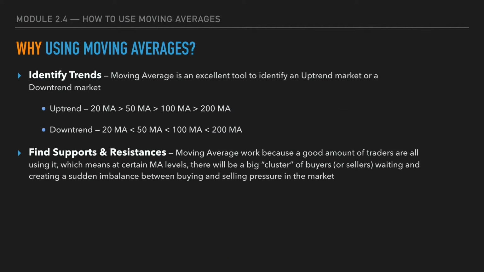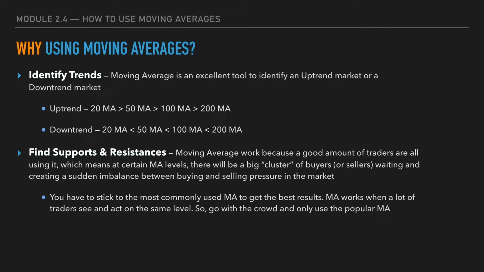All right, so the second thing that we can do with moving averages is to find the support and the resistance levels in the market. One of the key reasons moving average works very well is because a good amount of traders are all using them and constantly looking at them, which means at some certain moving average levels, there will be a bigger cluster of buyers and sellers waiting there and creating a sudden imbalance between buying and selling pressure in the market. So which means there will be a lot of price actions, buying and selling activities around that moving average levels.